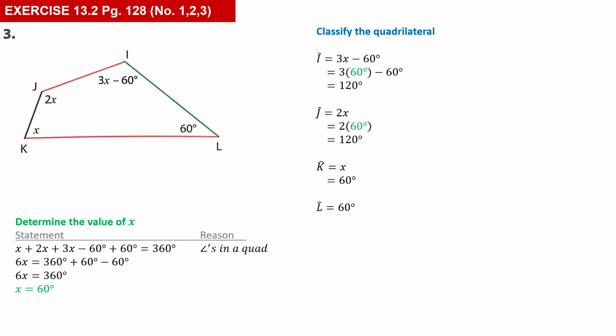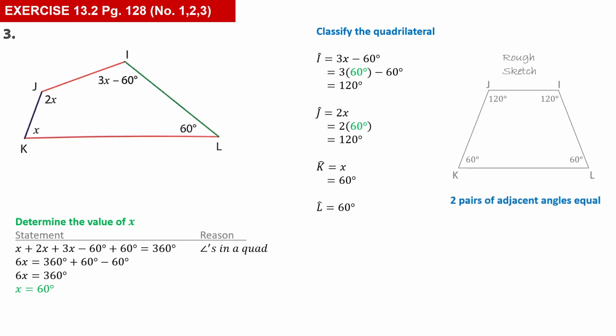If they were opposite each other, I would say that it's probably a parallelogram, but they're not opposite each other, they're next to each other. So if I draw a sketch of what it looks like, I can clearly see that it forms a trapezium. So 2 pairs of adjacent angles equal, 2 pairs of angles that are next to each other equal, means that IJKL is a trapezium.